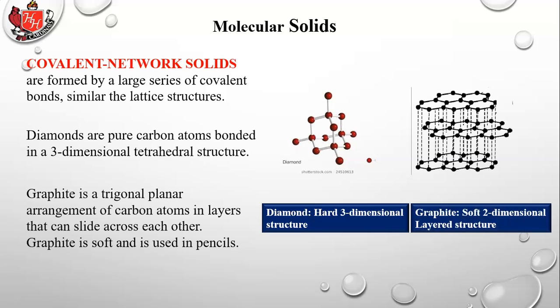Now, graphite is a soft 2-dimensional layered structure. Again, it's pure carbon. Both of those structures are pure carbon. Diamonds are pure carbon atoms bonded in a 3-dimensional tetrahedral structure. Graphite is a trigonal planar arrangement of carbon atoms in layers that can slide across each other. Again, we haven't gotten to that term yet, but we will shortly.